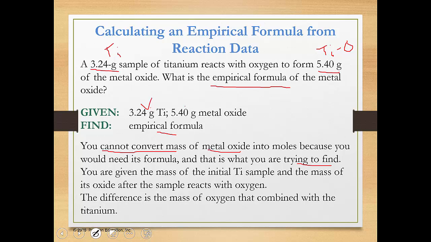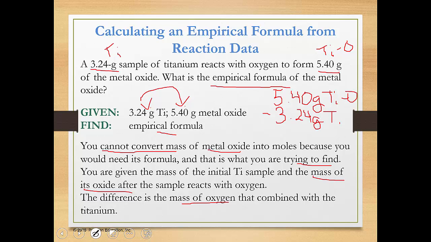And the other thing we could figure out, the mass of the oxide after the sample reacts with oxygen. Well, I went from 3.24 grams to 5.40 grams. How did I increase the mass? The only thing I added was oxygen. So if I take the 5.40 grams that I ended with, the titanium and the oxygen in it, and I subtract the mass of just the titanium that I had, what's left will give me the mass of just the oxygen.